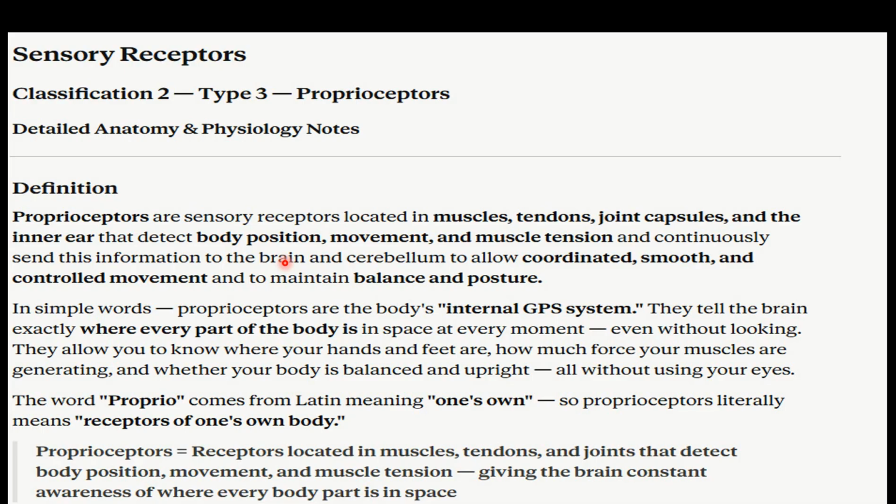Now if someone asks you what is the meaning of proprio and proprioceptors? The word proprio comes from the Latin word that means one's own. So proprioceptors literally means receptors of one's own body. Again, we can conclude that proprioceptors are located in muscles, tendons and joints, and detect body position, movement and muscle tension, giving the brain constant awareness of where every body part is in space. So I think definition wise we are good.